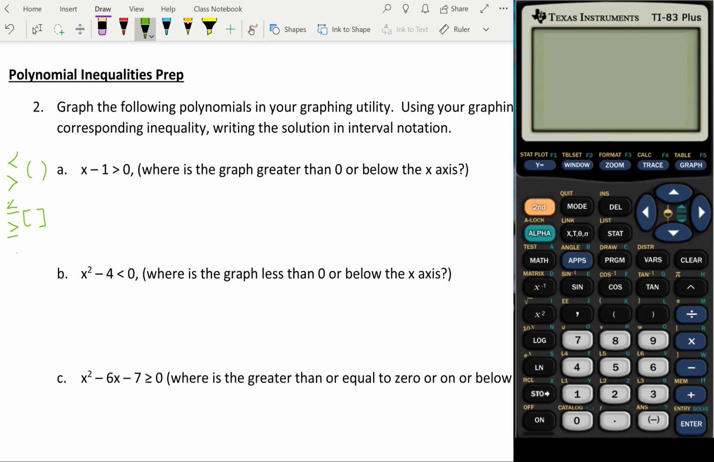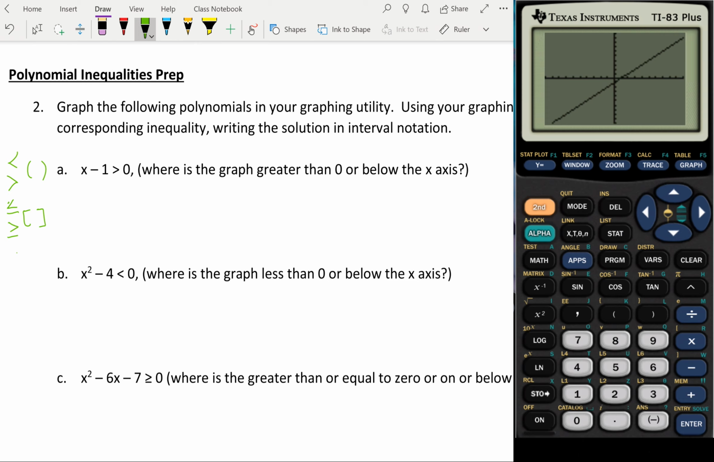All right, so we're going to graph it first. We're going to take and go into our calculator. We're going to go into y equals, and we're going to put in x minus 1. So x minus 1. And it wants us to actually take a look at the graph, so we're going to. It's a nice straight line.